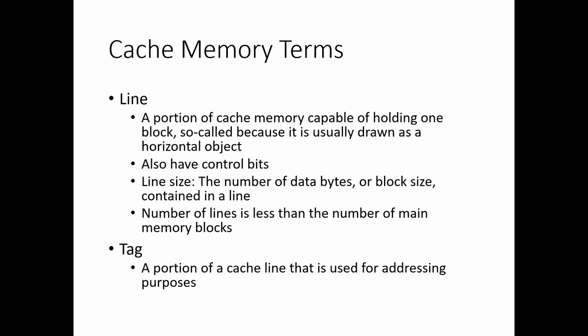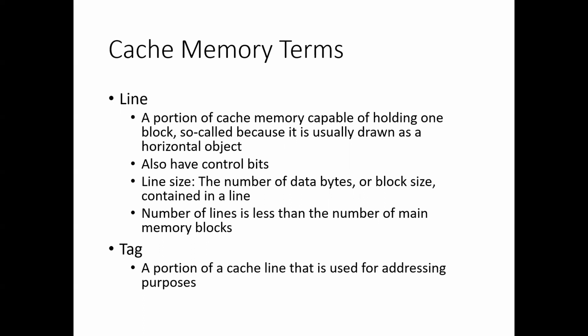Other terms: line, which is a portion of cache memory capable of holding one block, and that's usually called a line because we draw it as a horizontal object. They also have control bits to let us know which block of main memory that corresponds to. And the line size, which is the number of data bytes, or block size, that's contained in a line. And the number of lines needs to be less than the number of main memory blocks.